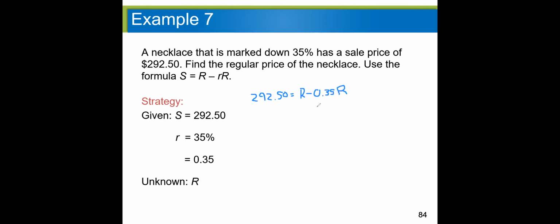But how do you subtract some number of R from R? The way you do that is you need to remember that this R here is the equivalent of 1 times R. In the back of your head, that's one of them, and you're taking a little chunk of it off. So essentially, you're doing 1 minus 0.35, which is, head math, 0.65 times the regular price.